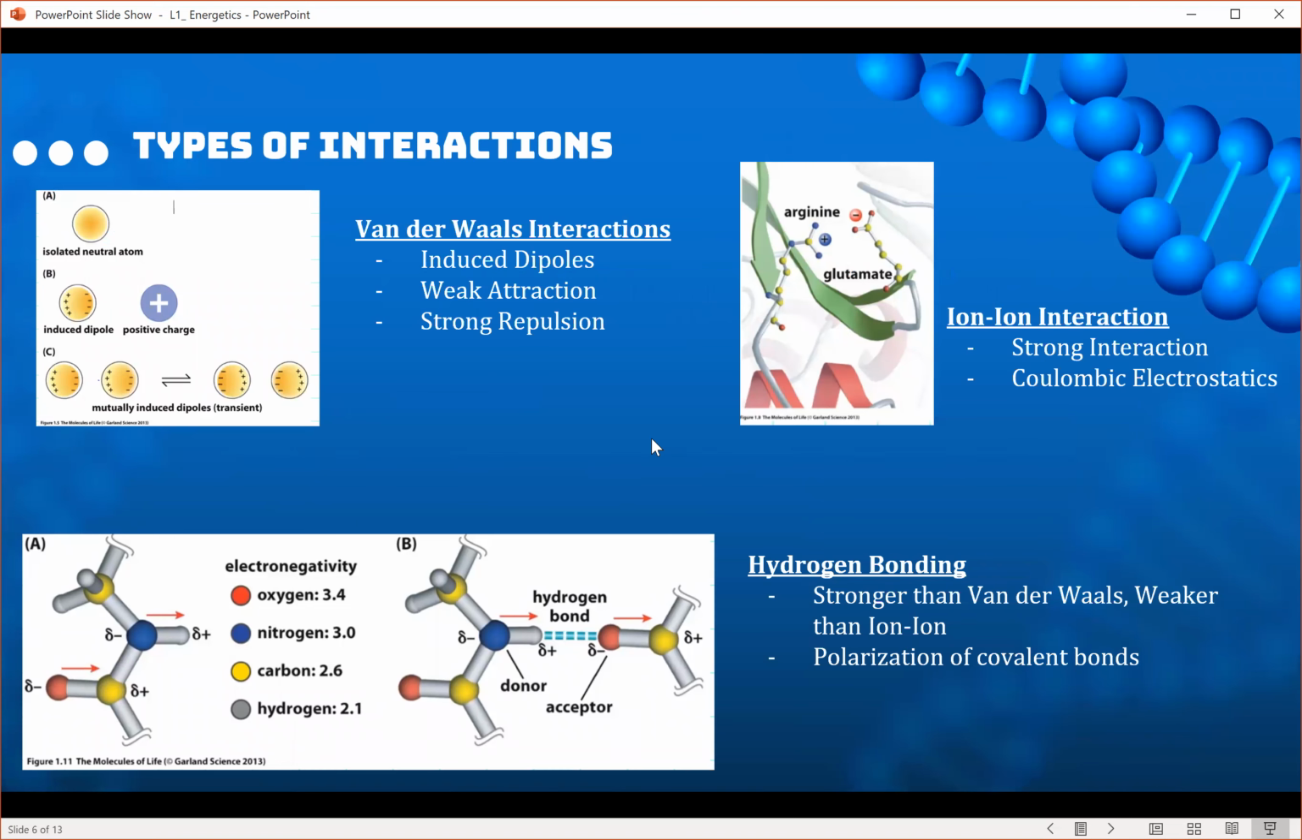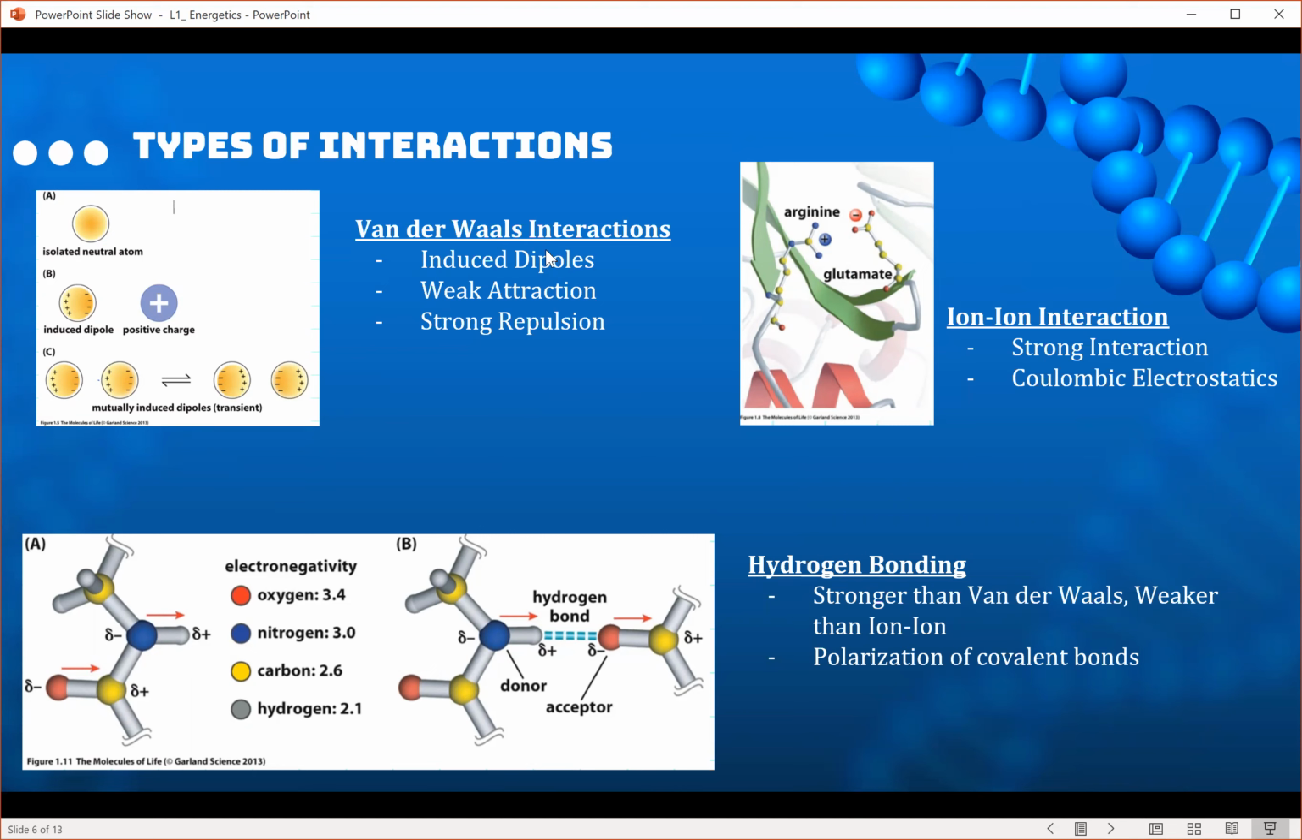So three types of interactions are really important to understanding structural biology, starting off with van der Waals interactions. You may have seen this as London dispersion forces or induced dipole, depending on your institution and how you like to phrase things. I personally enjoy using van der Waals interactions because it's fun to say.